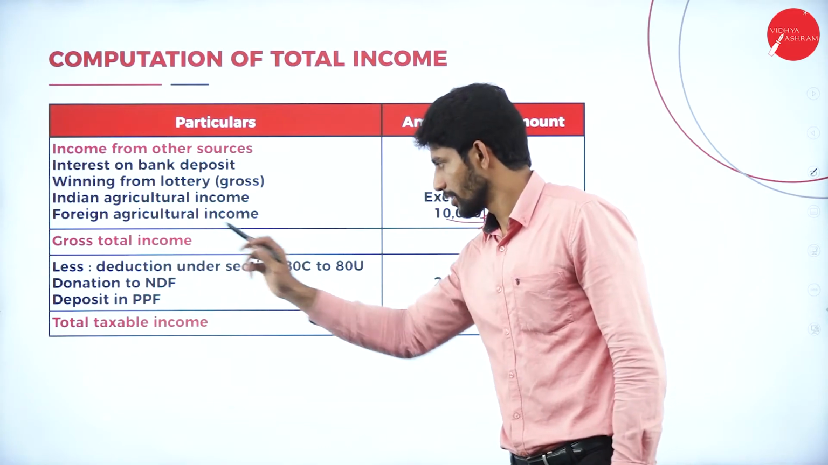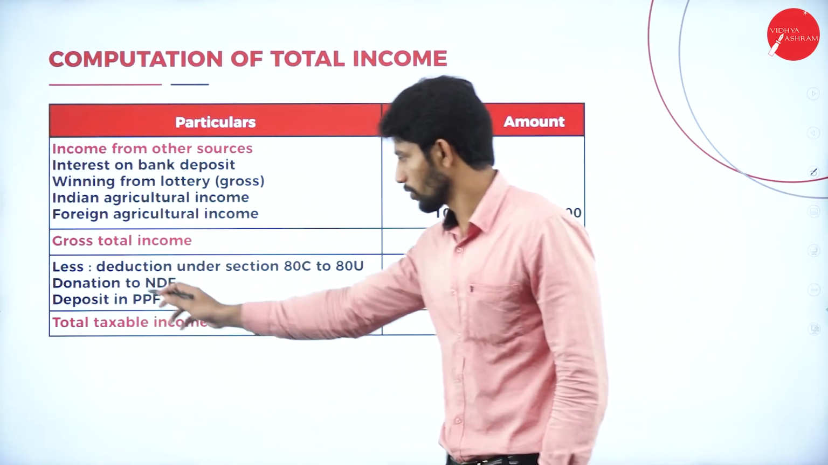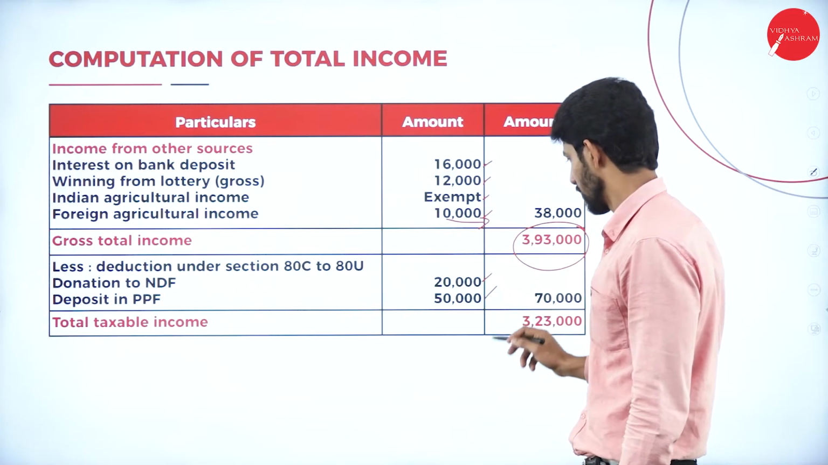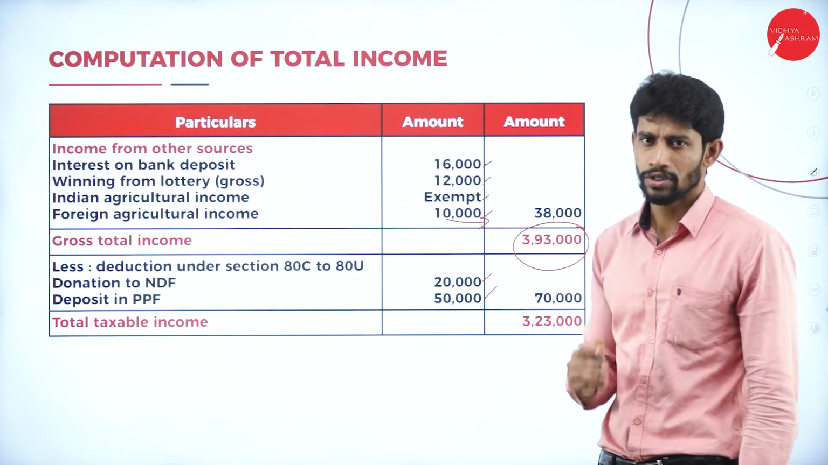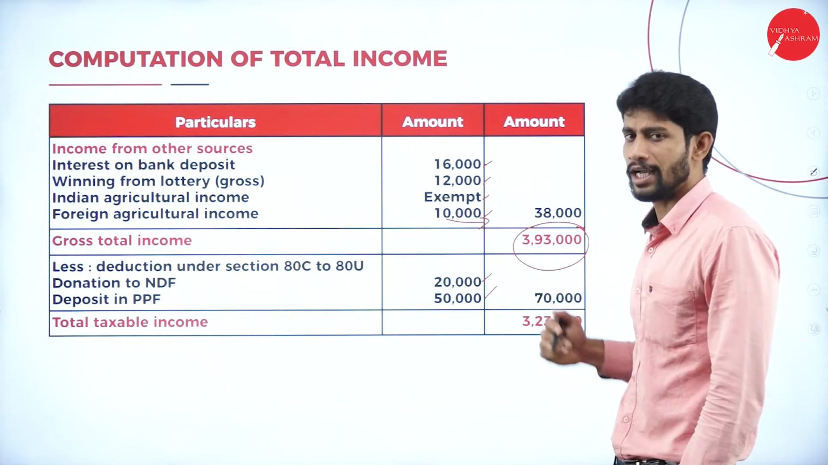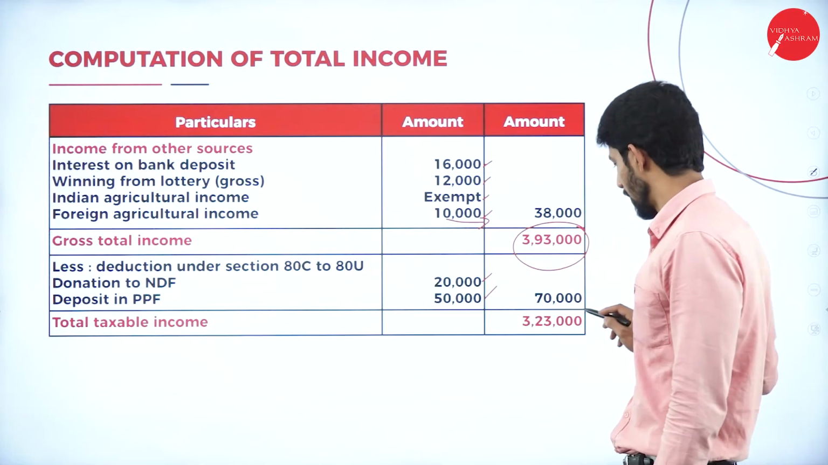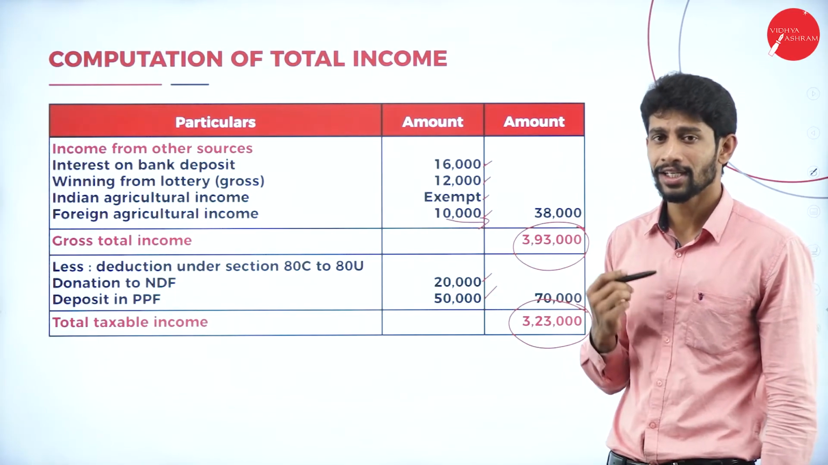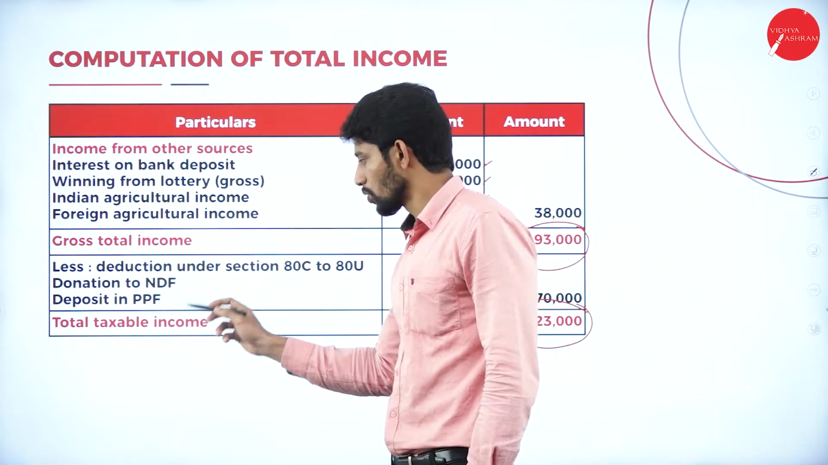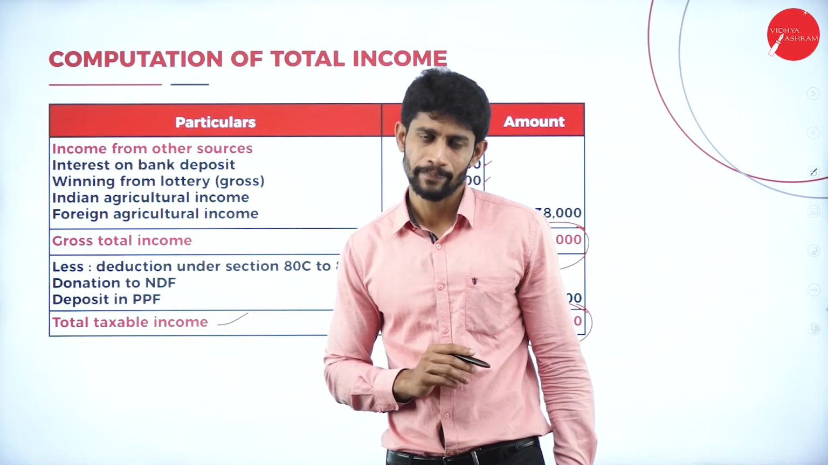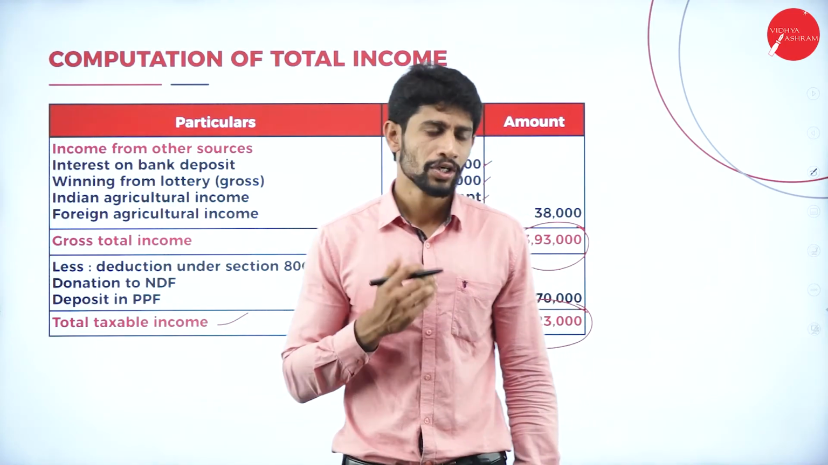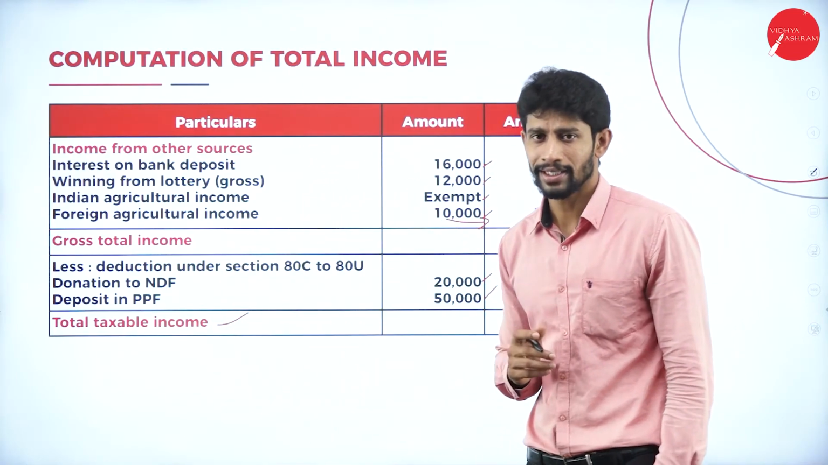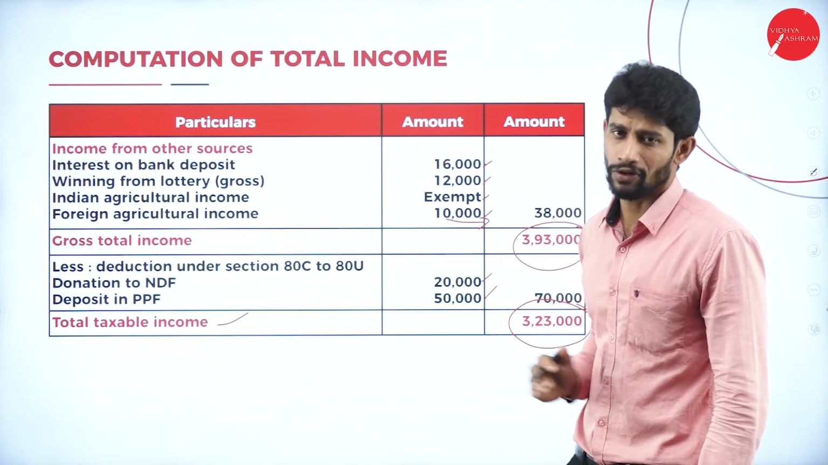So deduct the deduction under section 80C to 80U. Donation to NDF 20,000, deposit in PPF 50,000, total 70,000. So deduct 70,000 rupees from 3,93,000. You will get some balance. That balance is 3,23,000. That 3,23,000 is called what? Total taxable income. The 3,23,000 is called total taxable income of Mr. Lakshmi Kant. So this is how we are supposed to solve the problem.